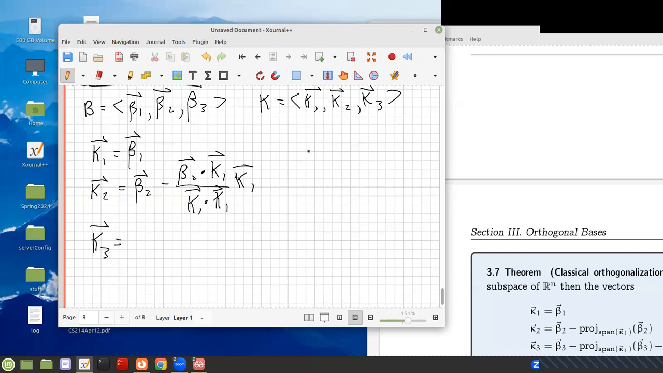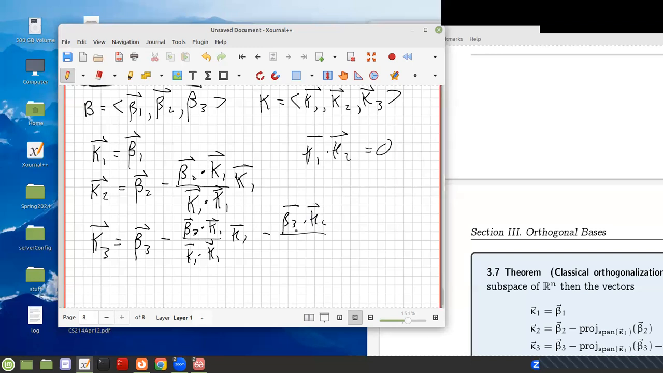Well, this is the same formula as before. So we know at this point that kappa 1 equals beta 1 and kappa 2 is already found, right? Okay, but we have to find kappa 3. Well, kappa 3 is going to be beta 3 minus beta 3 dot kappa 1 over kappa 1 dot kappa 1 times kappa 1. You subtract off the part of beta 3 that's along the direction of kappa 1, and you also subtract off the part of beta 3 that's along the direction of kappa 2.